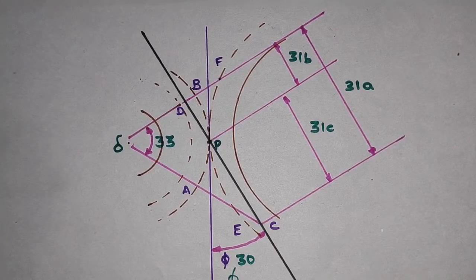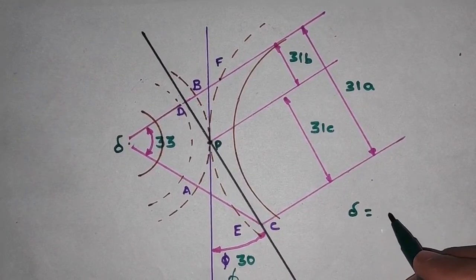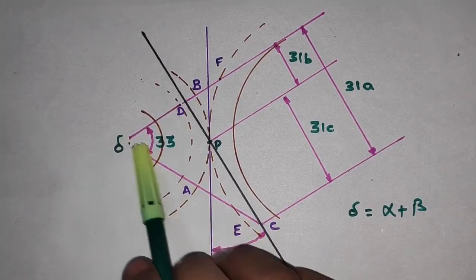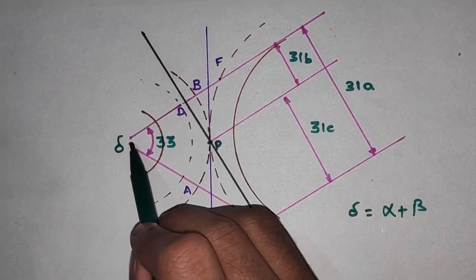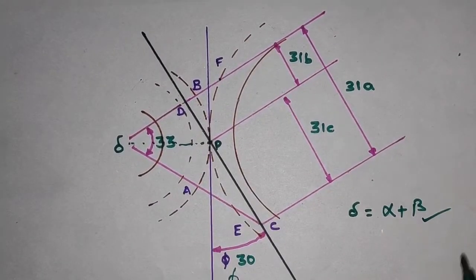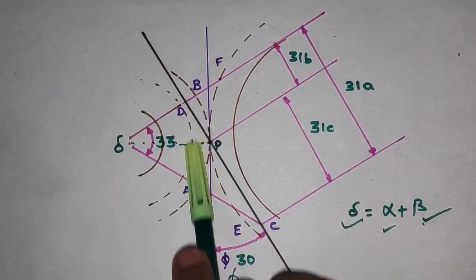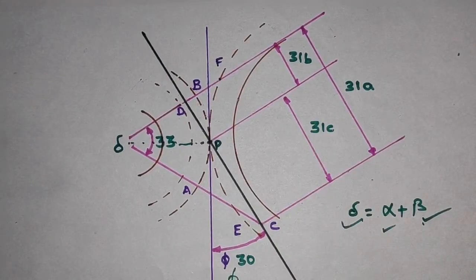Let me write the equation. Angle delta is equal to alpha plus beta, that is, the angle of approach plus the angle of recess. If I divide this into two from here till the pitch point, this angle is the angle of approach, and the second half is the angle of recess. The sum of those two angles gives you the angle of action. The angle will have different values for the driving and the driven gears. This is for the pinion, and here the angle will be different for the gear.